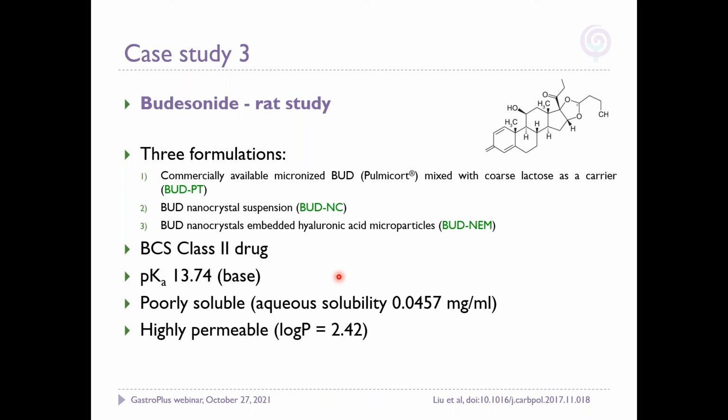Budesonide nanocrystals and budesonide microparticles were intended to render faster and slower, respectively, drug dissolution and absorption in the rat lung than Pulmicort. Budesonide is a poorly soluble and highly permeable drug classified as BCS class 2, meaning that its solubility can be a limiting factor for absorption.